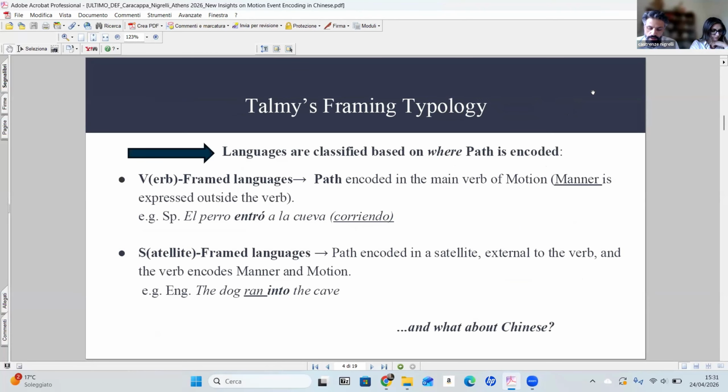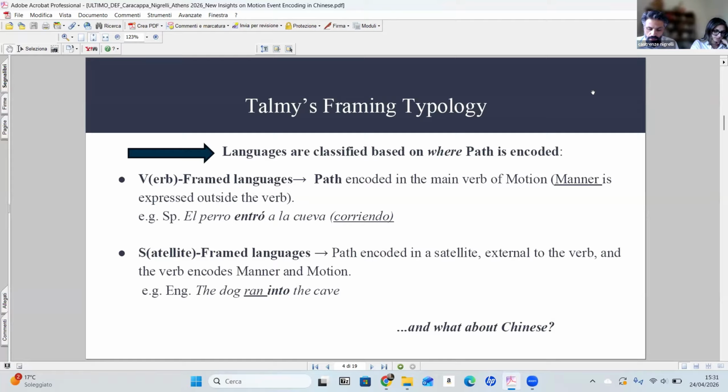According to this model, languages are divided into two types, verb-framed or V-framed and satellite-framed or S-framed languages. In V-framed languages, the path is directly encoded in the verb together with motion, while manner, if any, is typically expressed outside the verb. For example, in Spanish, "el perro entró a la cueva corriendo", the verb enter conveys the idea of going in through its route, while the manner of motion is conveyed by the external gerund corriendo.